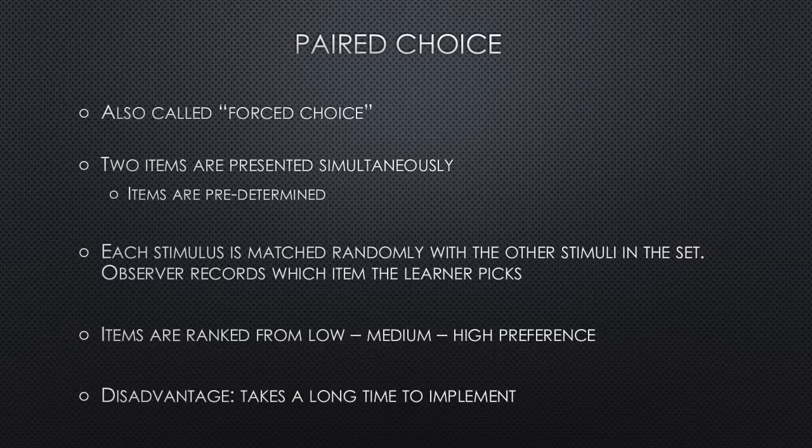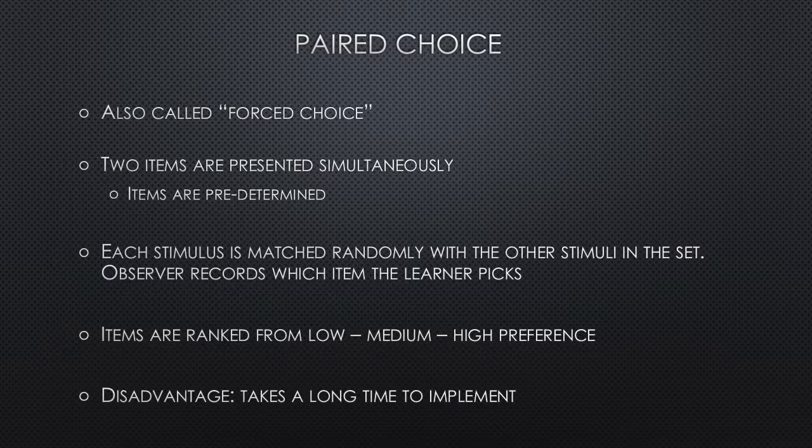A paired choice stimulus preference assessment is when you take two items side by side and you see which one the child or the student will pick. Before you even do this assessment, you have to decide which items you're going to show them. That way, that will save you a bunch of time.